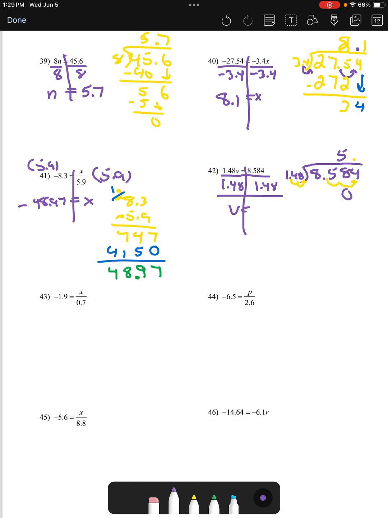Let's try 5. 5 times 8 is 40. Carry the 4. 5 times 4 is 20, with the extra 4 is 24. Carry a 2. 5 times 1 is 5, with the extra 2 is 7. This subtraction is fine. We're going to have 8, we're going to have a 1, we're going to have a 1. 118 is less than 148, so we're okay there. Drop the 4.